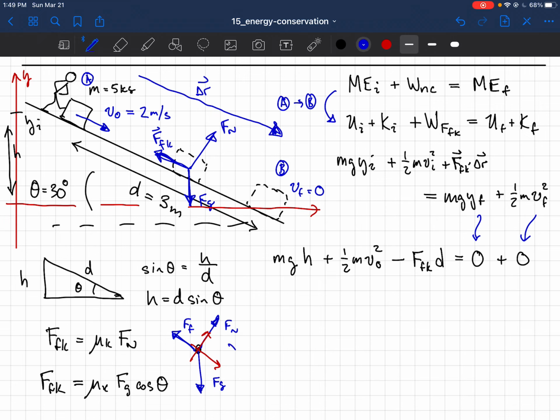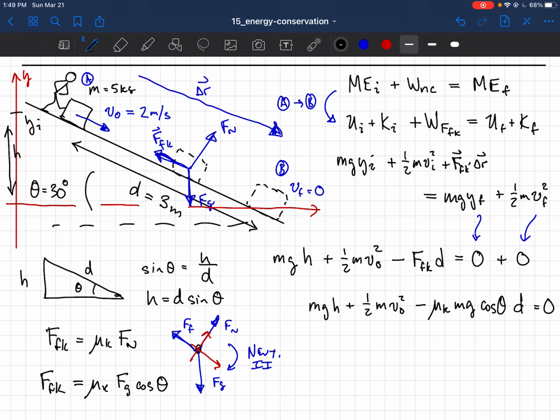So you really should do Newton's second law, Newton 2. But we're going to skip it for now. So what do we get? We get mgh plus 1/2 m v0 squared minus mu k mg cosine theta, and then I also have a d here, is equal to 0. Is that right? I think so.